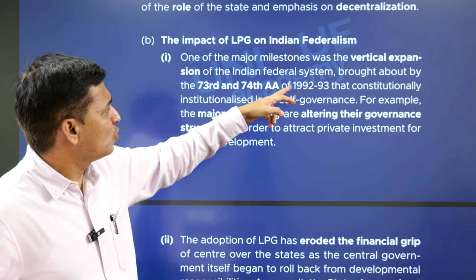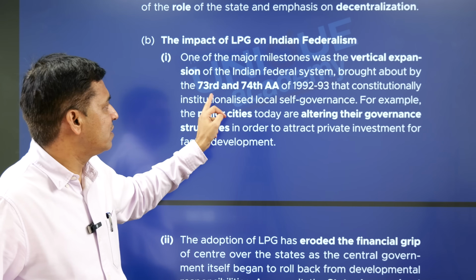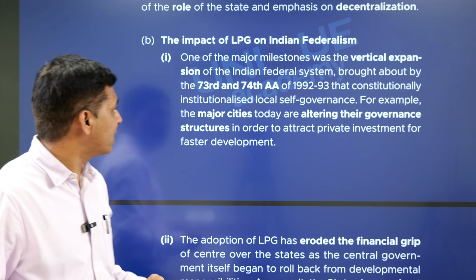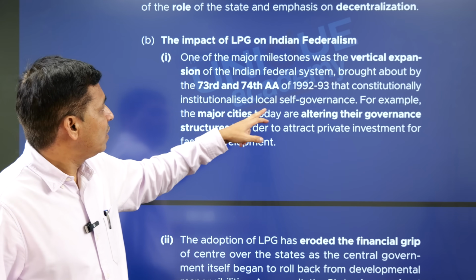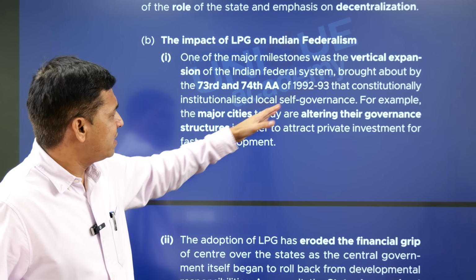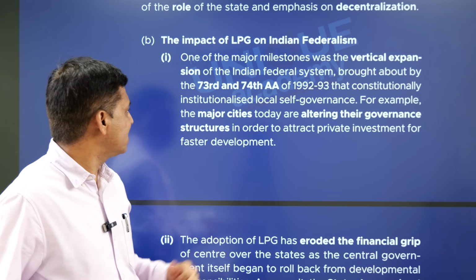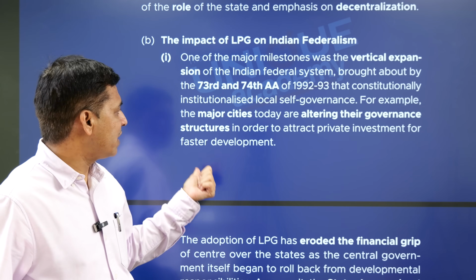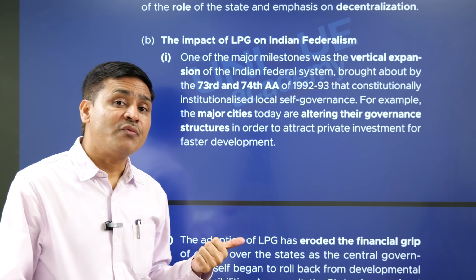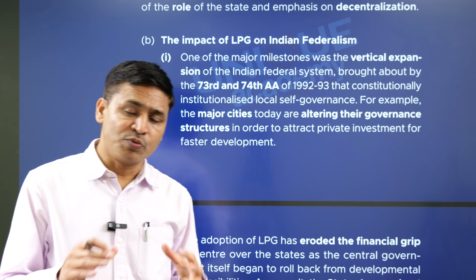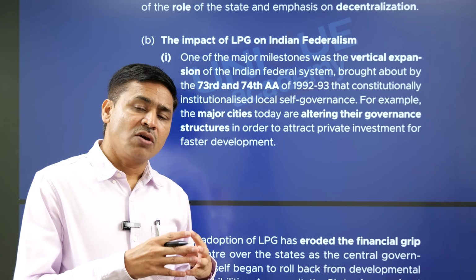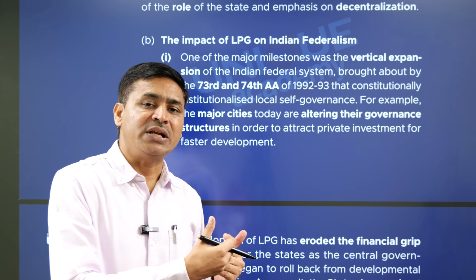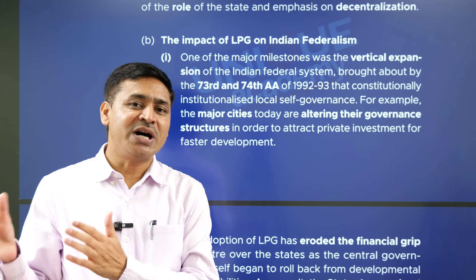One of the major milestones was the vertical expansion of Indian federal system brought about by the 73rd and 74th Amendment Act. Now, that constitutionally institutionalized in local self-governments. For example, the major cities today are altering their governance structure in order to attract private investment for the faster development. So, 2 processes. So, one is constitutionalizing the local bodies, both rural and urban on one hand, and then the LPG on the other hand.